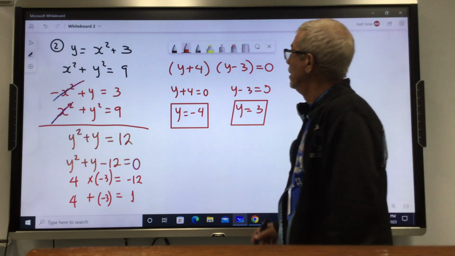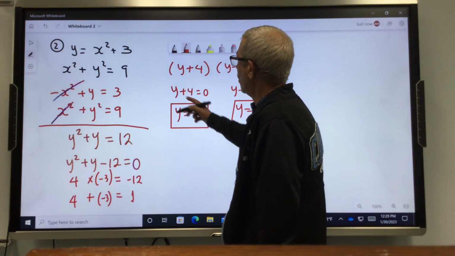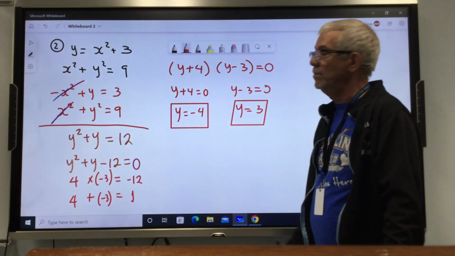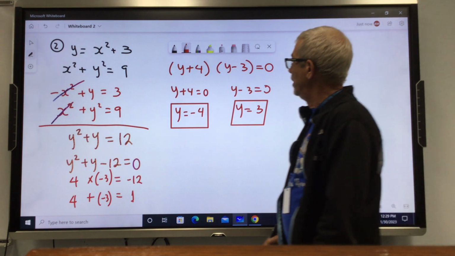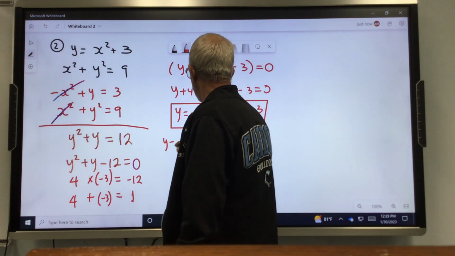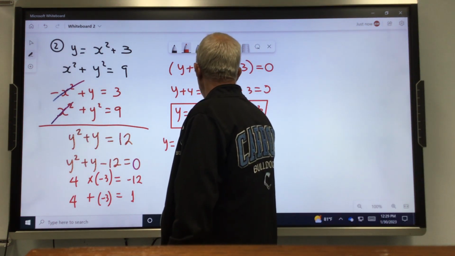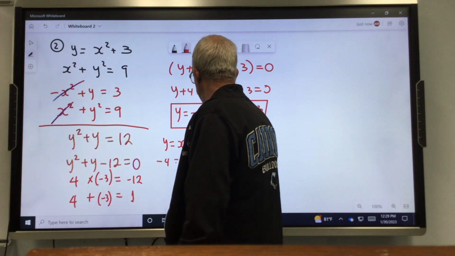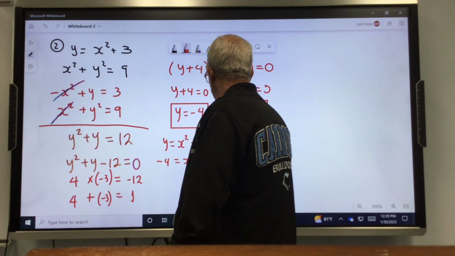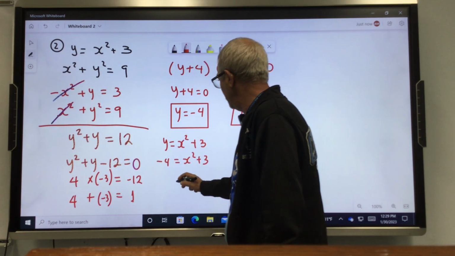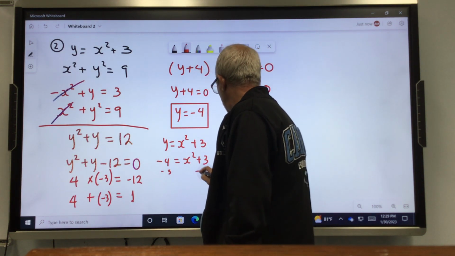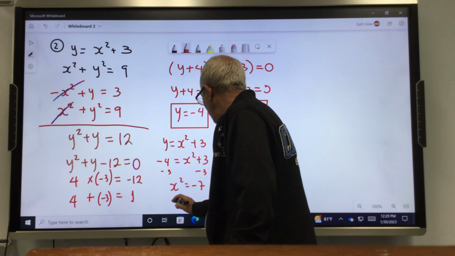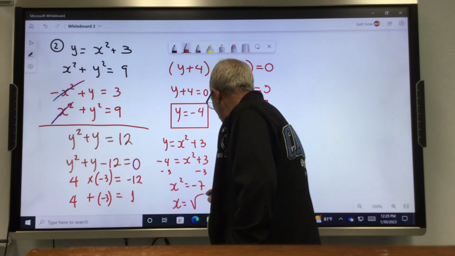Then, we use any of the two equations. I'm going to use number 1. Let's see, y equals x squared plus 3. Then y is equal to negative 4. Negative 4 is equal to x squared plus 3. Subtracting 3 from both sides, then x squared is equal to negative 7, and x is equal to the square root of negative 7.